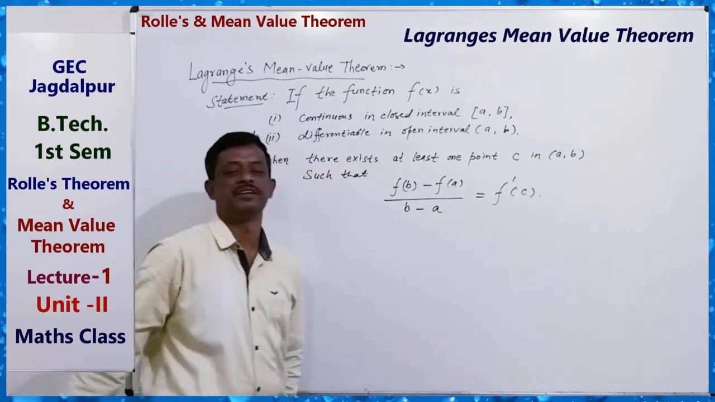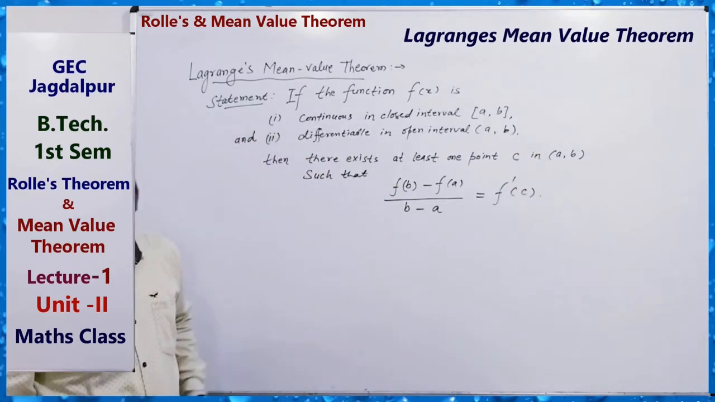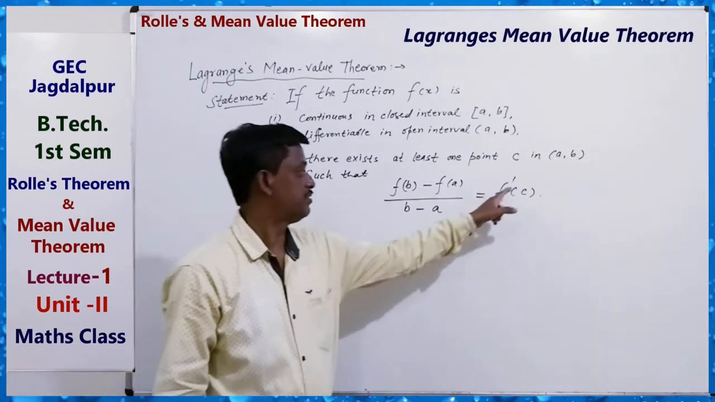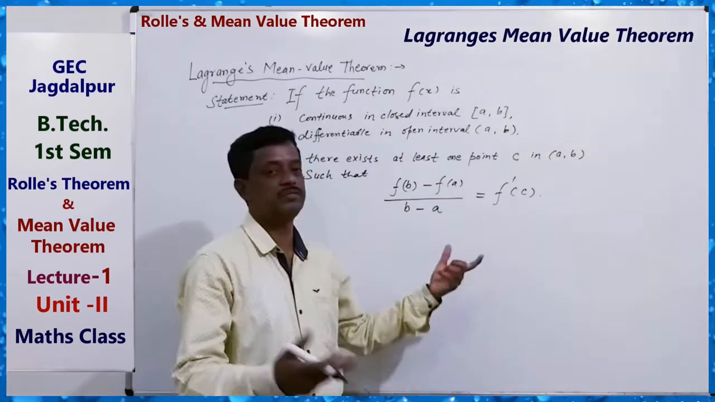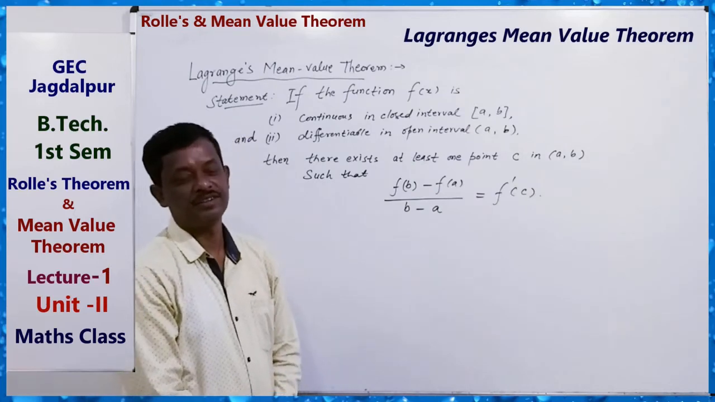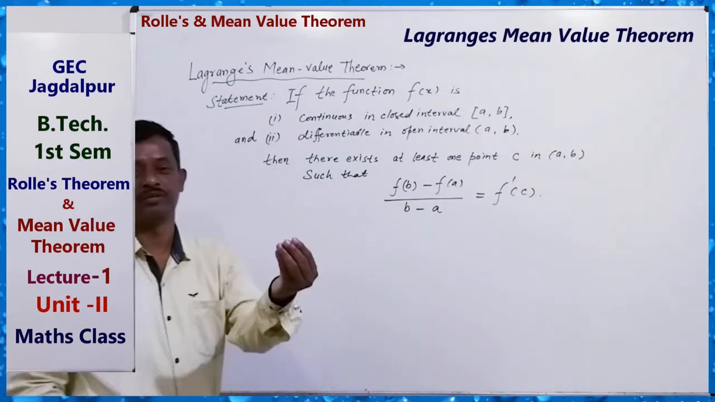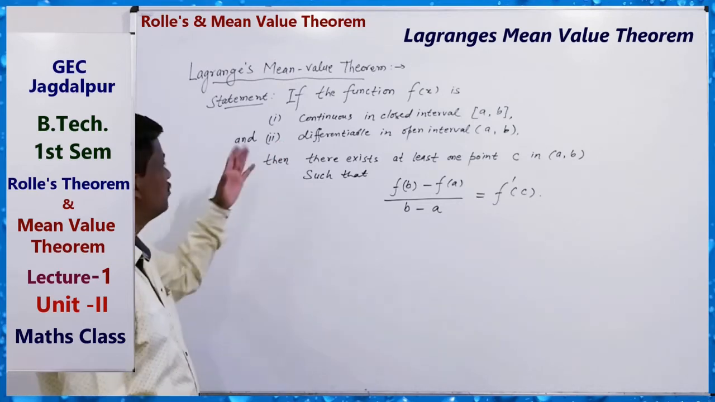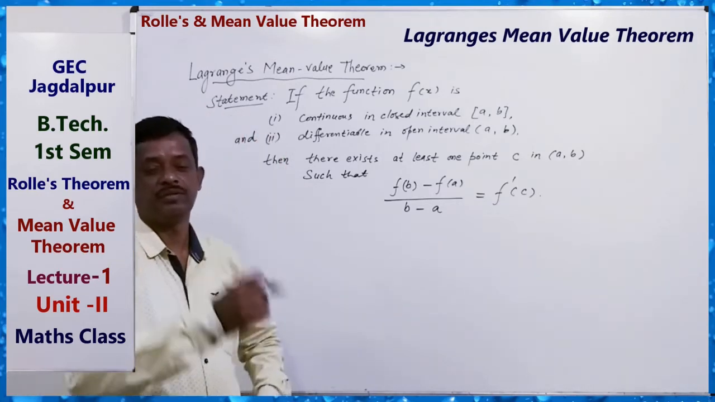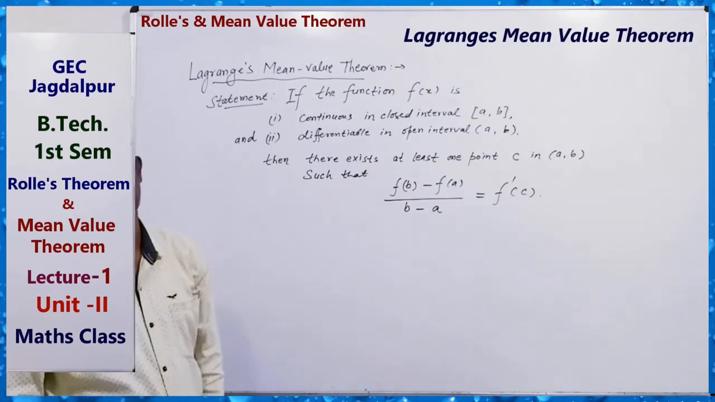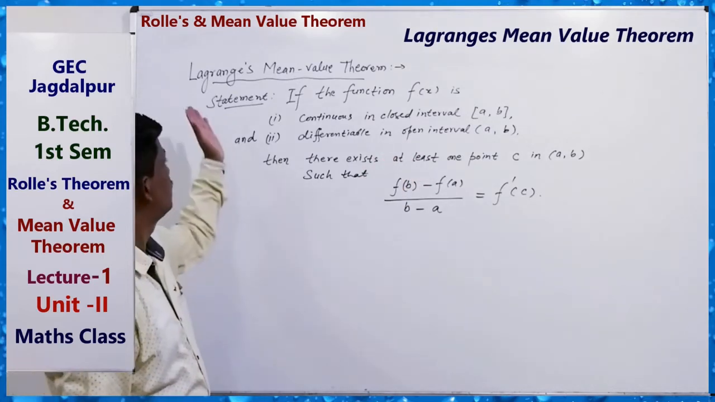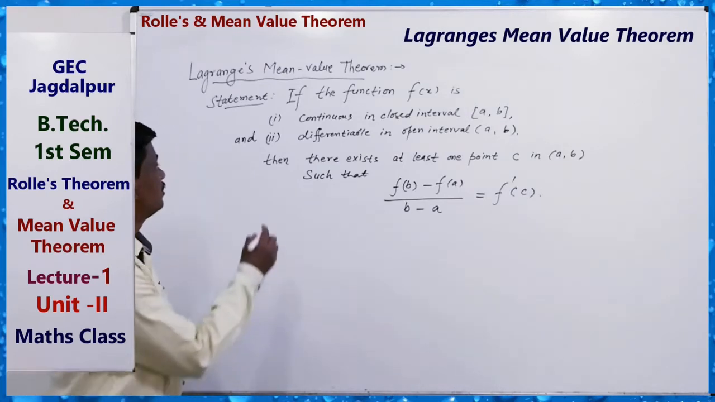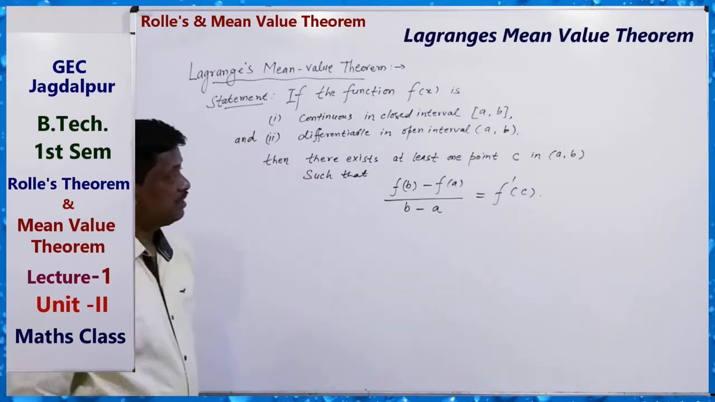This is the statement. In Rolle's theorem there is a condition f(a) equals f(b), and then f dash c equals 0. Here f(a) equals f(b), so f dash equals 0. So Rolle's theorem is a particular form of Lagrange's mean value theorem. Lagrange's mean value theorem is a particular form of Cauchy's mean value theorem. So here, Lagrange's mean value theorem is the main statement.